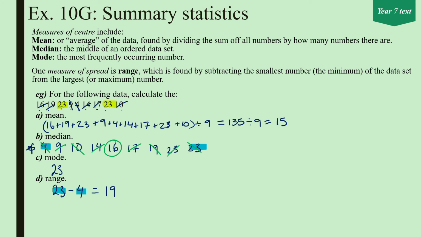That's our range. So that's a quick recap on how to calculate our summary statistics for sets of data. Let me know if you guys have any questions, comments, concerns, if you need some assistance with the work.